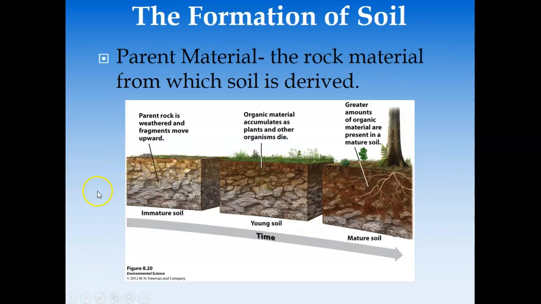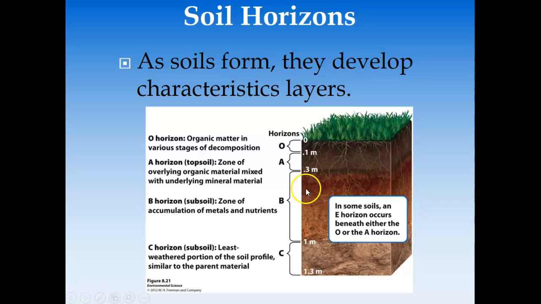So let's look at the formation of soil in an image here. You've got very immature soil, meaning if you look at the top, there's not much soil, and you've got this parent rock below. So the parent rock is weathered and fragments move up towards the surface. And as that soil gets deeper and deeper, and you move along in time here, you can see that soil's getting deeper. You have organic material that accumulates as plants and animals die and contribute to that organic matter. And then a very mature soil would have greater amounts of organic matter present and could support larger plant species. Soil is made up of soil horizons, and they form as the layers of the soil develop.